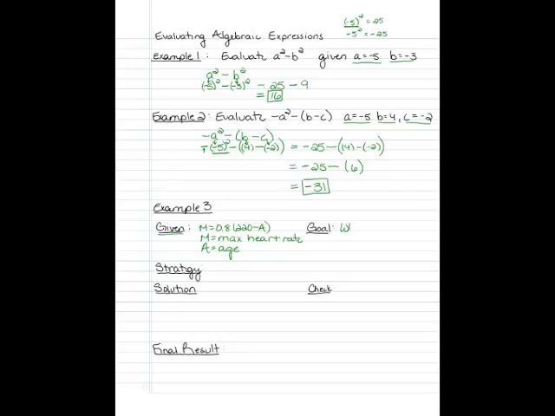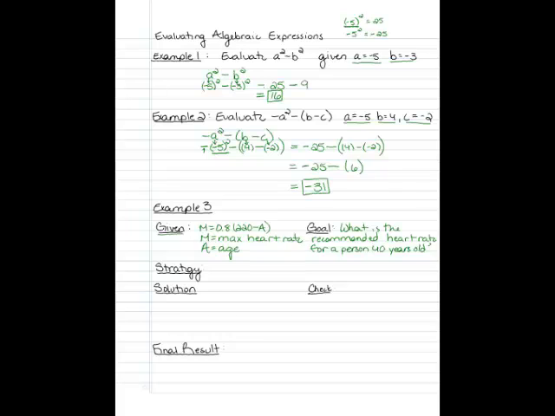So in this case, what is the recommended maximum heart rate for a person who is 40 years old? That is the goal. That is what we want to find.